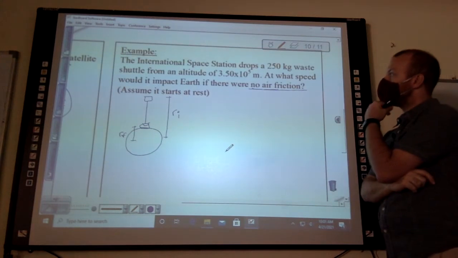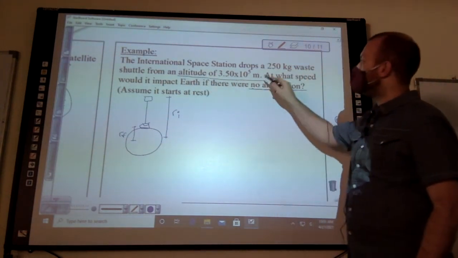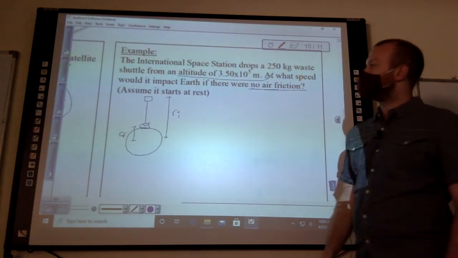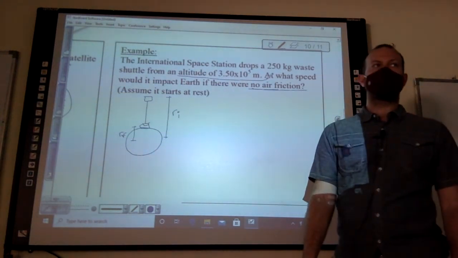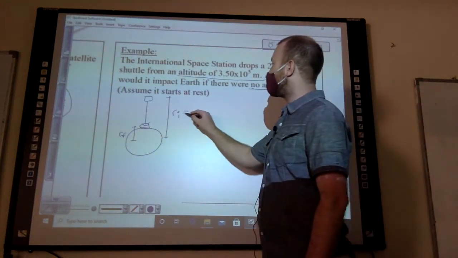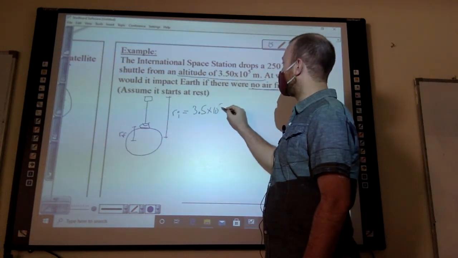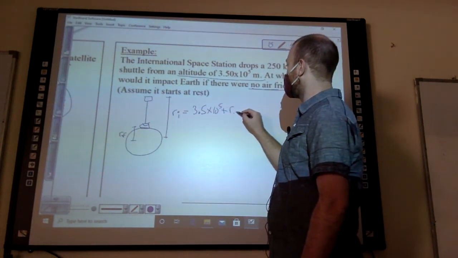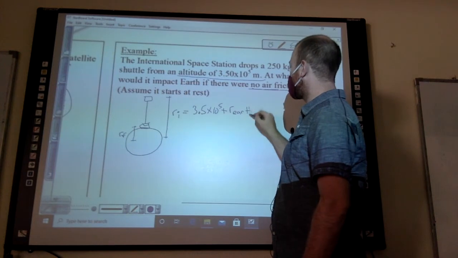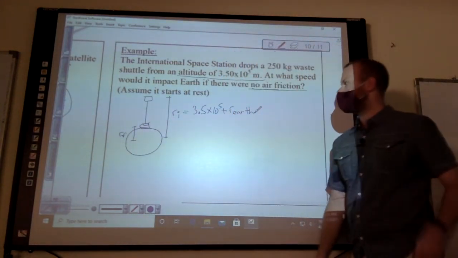They like to trick you with the altitude question. If this is my altitude, then I need to add the radius of the Earth to this. So just make sure you read the question carefully. So my R initial is going to be this 3.5 times 10 to the 5 plus the radius of the Earth. And then obviously R final is going to be the radius of the Earth.